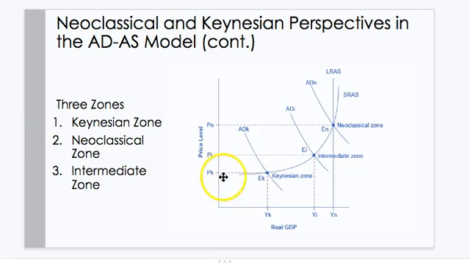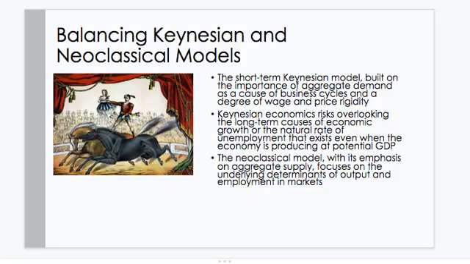Here we can see this in the zones. Keynesian is where it's flat. Intermediate is in the middle, and the neoclassical is up here where it's closer to the vertical. Balancing these two models: the short-term Keynesian model built on the importance of aggregate demand as a cause of business cycles and a degree of wage and price rigidity.